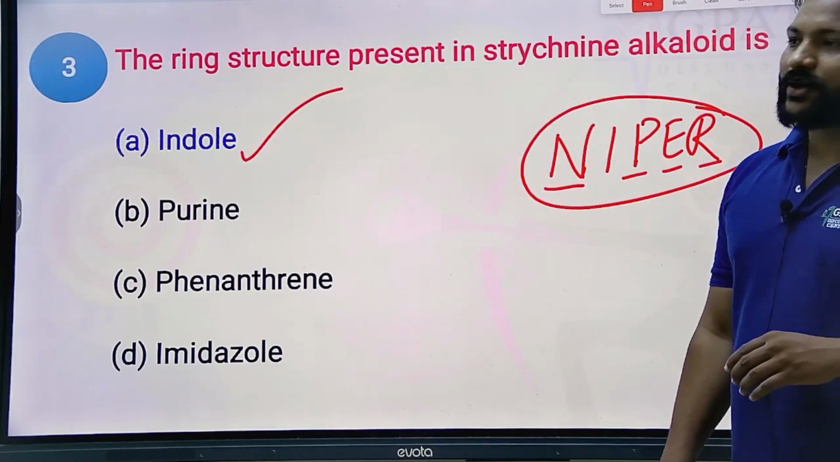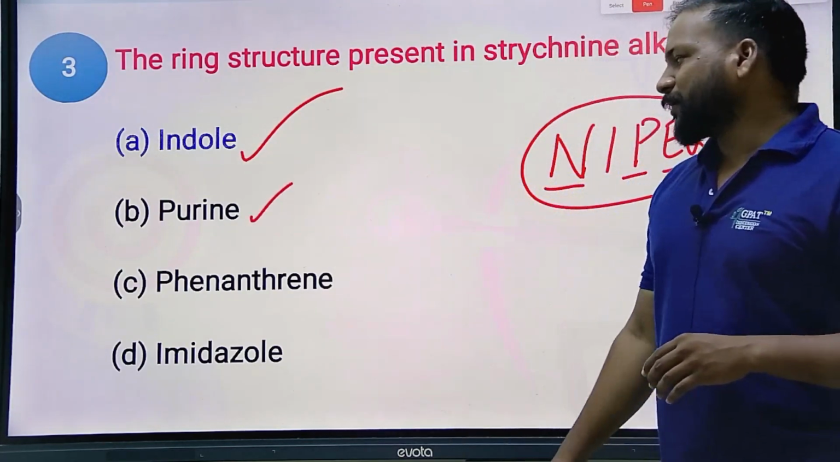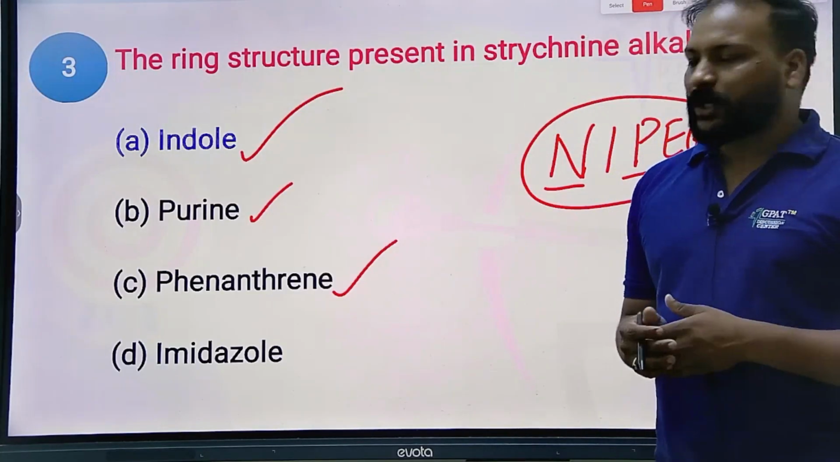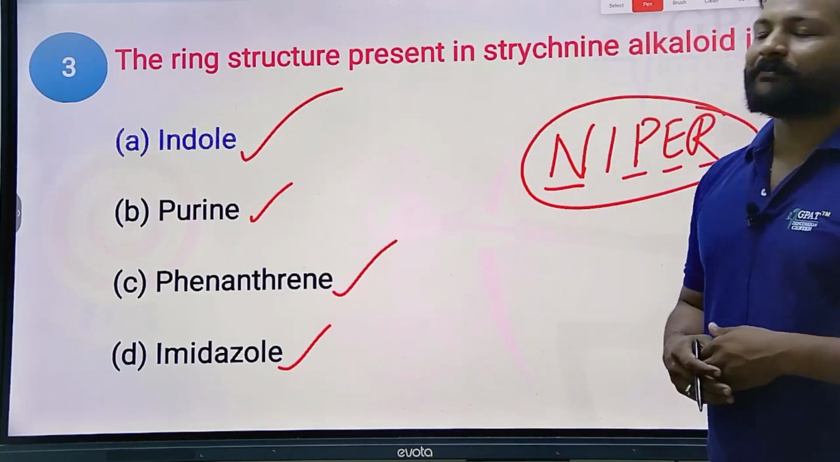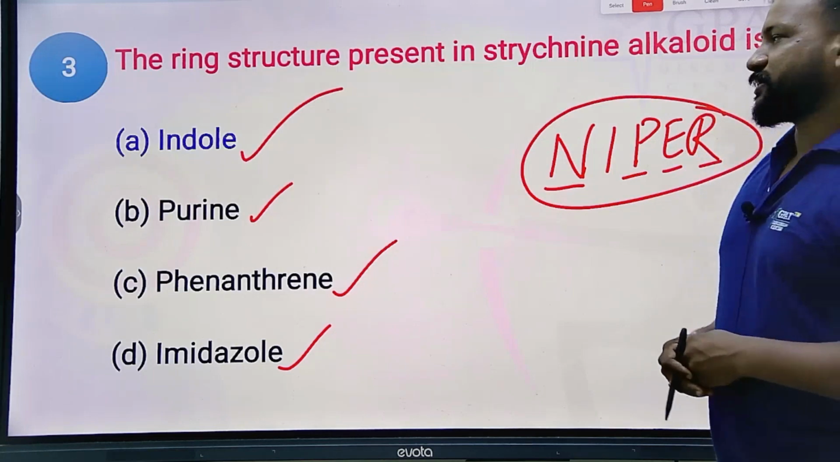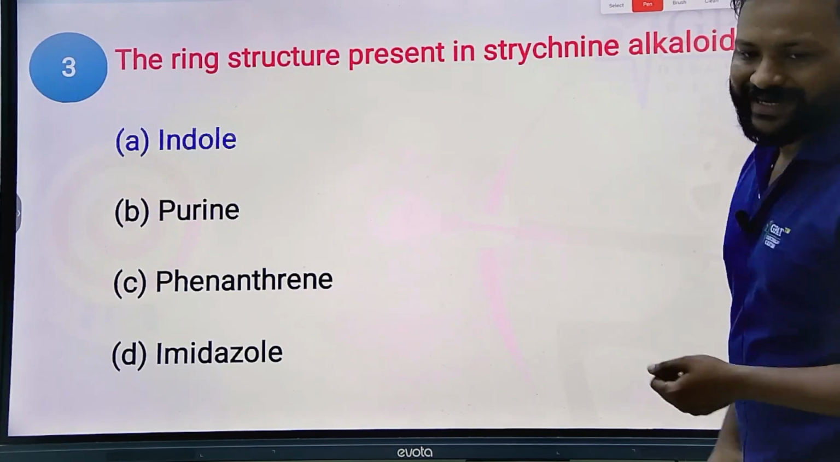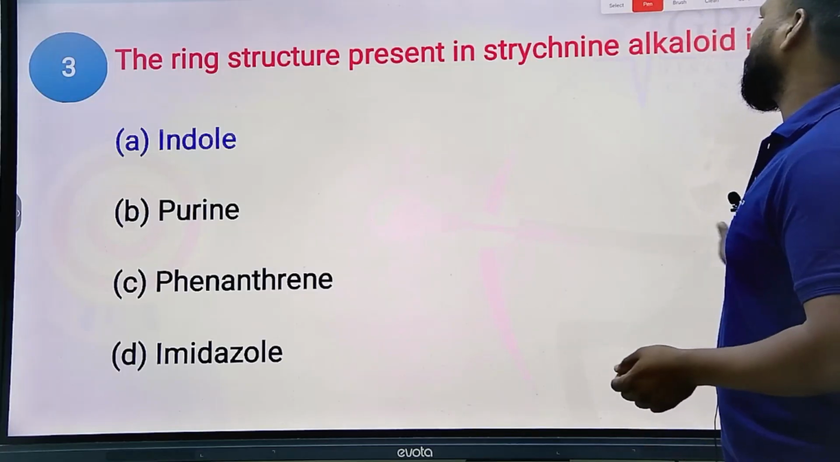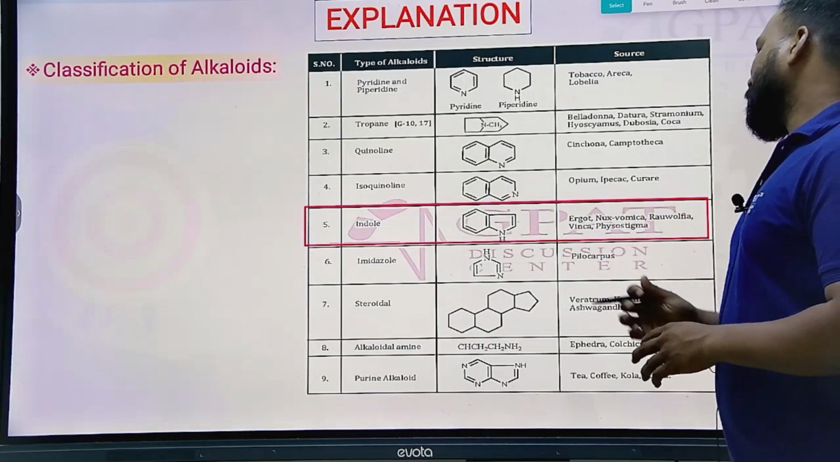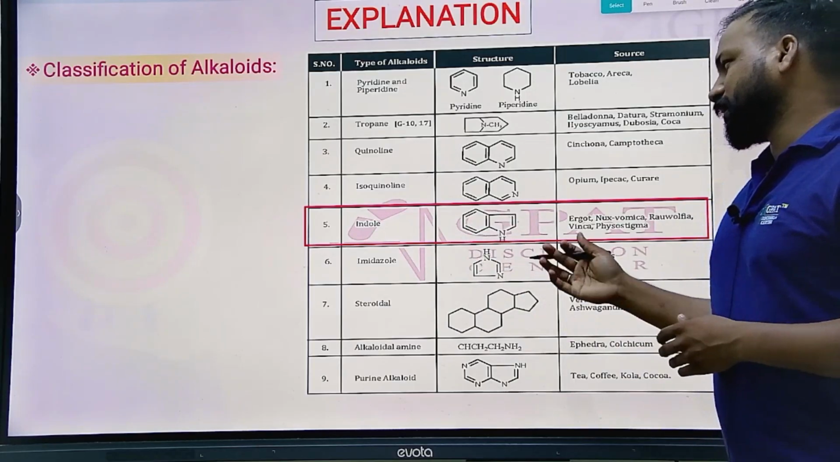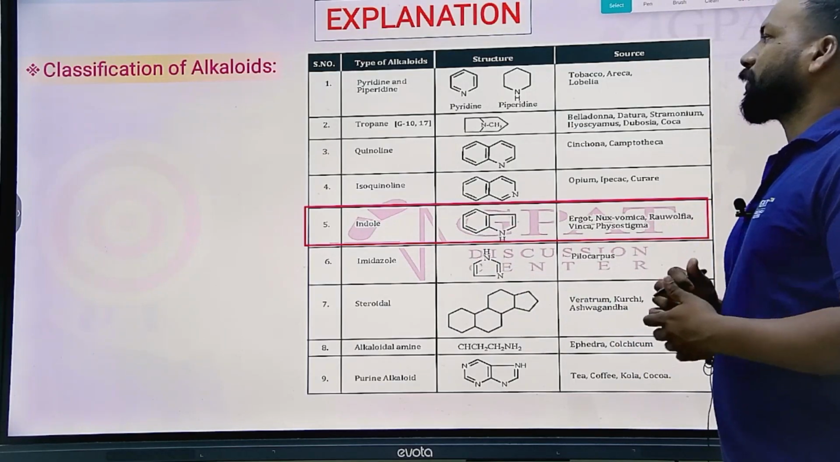For purine, caffeine. For phenanthrene, opium alkaloids. For imidazole, we get pilocarpine. So strychnine contains what type of ring structure here? Indole. Again, see ergot, Nux vomica, Rauwolfia, Vinca, Physostigma. Yes, that's it. Next question.